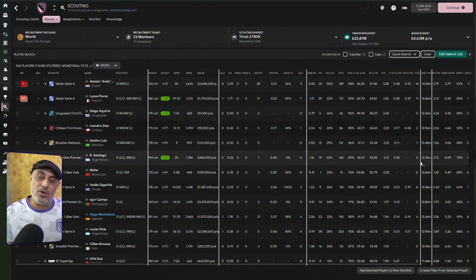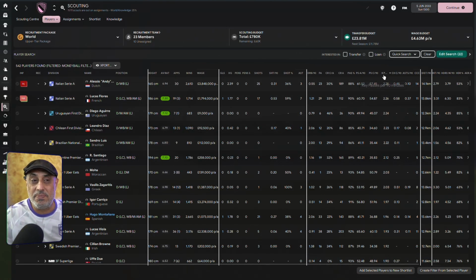What about goal creating actions? These are actions that lead to a final product, like a goal. And with Tsimikas, he's averaging about 1.34 goal creating actions per 90 minutes, which is significantly higher than the 0.22 figure that Andy Robertson is currently producing. When you go into the game of Football Manager, you find key passes per 90. These are chance creating actions. And you find chances created per 90, which are basically goal creating actions.